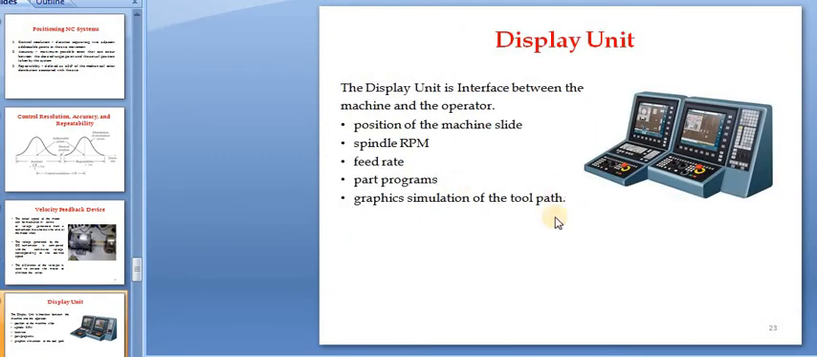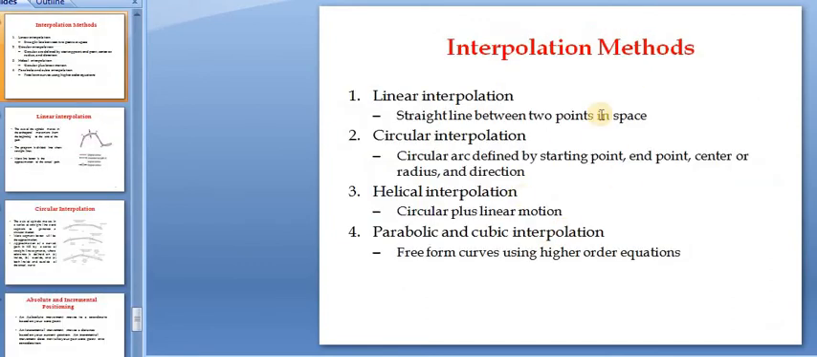So what are the different display units used in a CNC control system for feedback control? The display units are the interface between the machine and the operator. They show the position of the machine and slide, the spindle RPM, the feed rate, and the part programs, and the display unit is also useful for graphic simulation of the tool path.